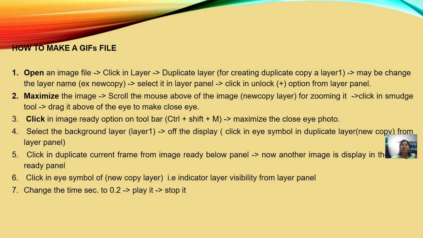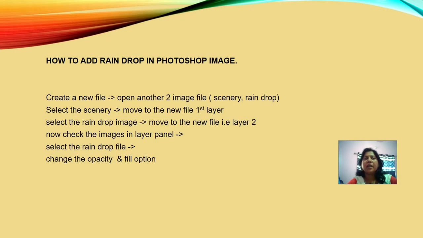So click on the play option, that is called the run option. Then you have to stop it by clicking on your stop button. Okay. Then drop the files. As per my example, I am using these 2, you may use 2 to 3 also: the scenery, your photo and the raindrop. So download these images.